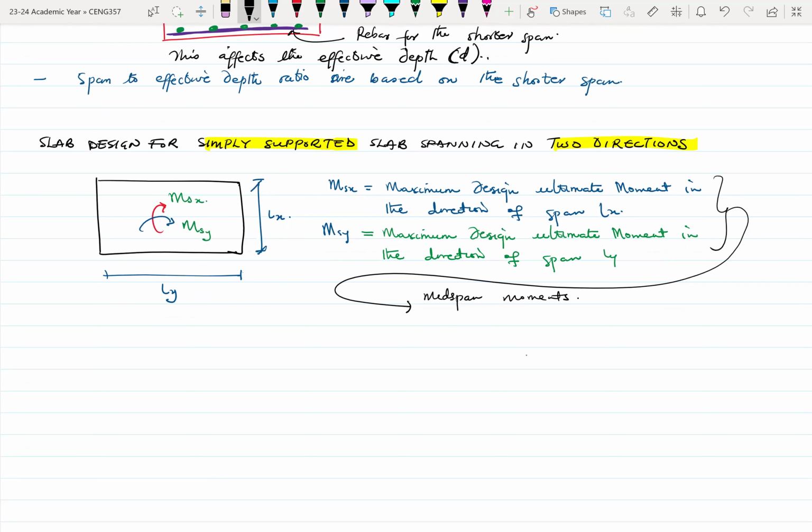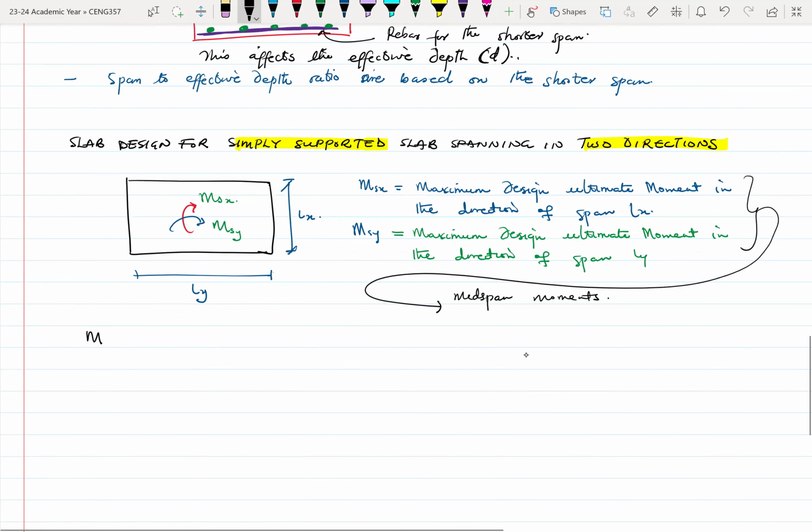So the equation for finding MSX, or M subscript SX. The M stands for moment, then the S is for span, and then the X here is for the direction of that span, right? So MSX is equal to alpha SX times n LX squared. Okay. Then MSY is equal to alpha SY times n LX squared. All right. And then I'll explain what these terms are.